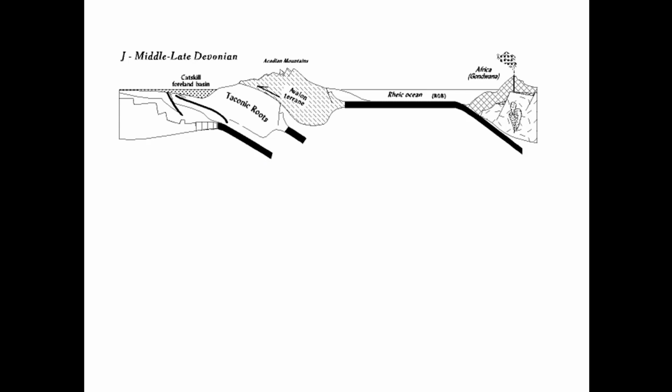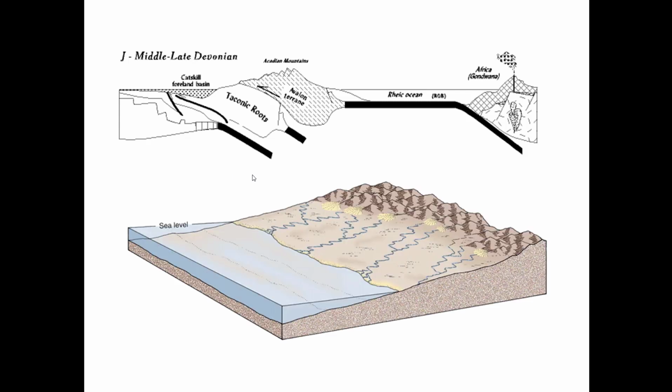So what's happening is the Avalon terrane is being accreted onto North America, and sediments are being shed into what's called the Catskill Foreland Basin. So that's where our Finger Lakes are today. And as they're being shed in, there are a series of streams and tidal flats and things of that nature, where basically the sediments are being shed down from the mountains, the Acadian mountains here, into the Catskill Foreland Basin and building up quite a collection of sediment.